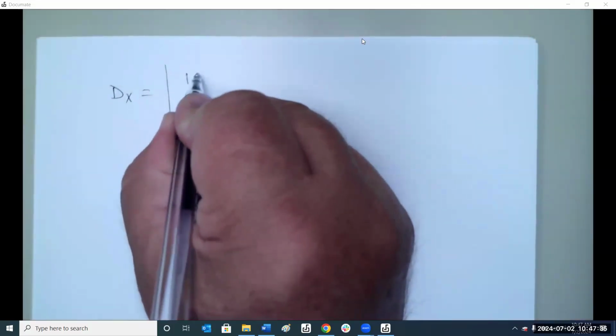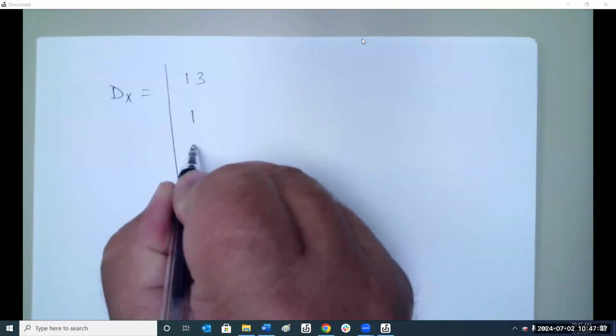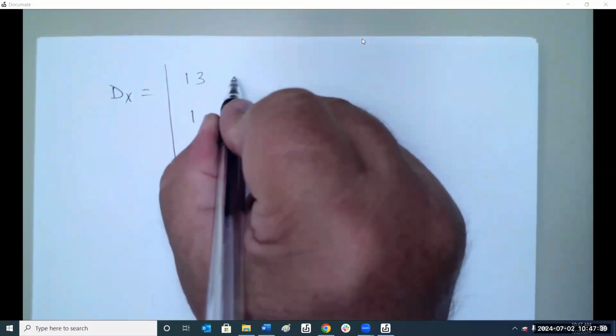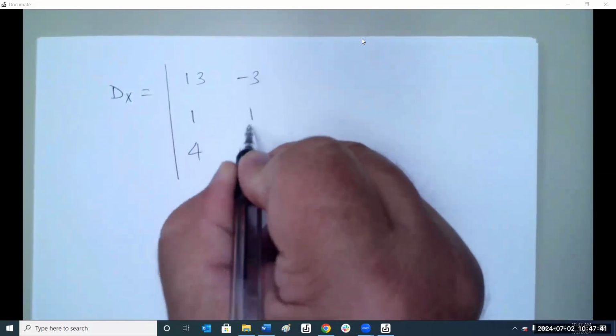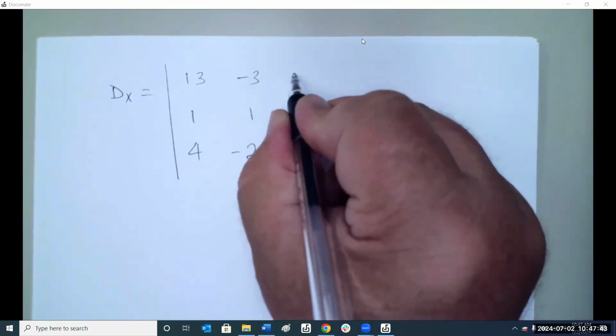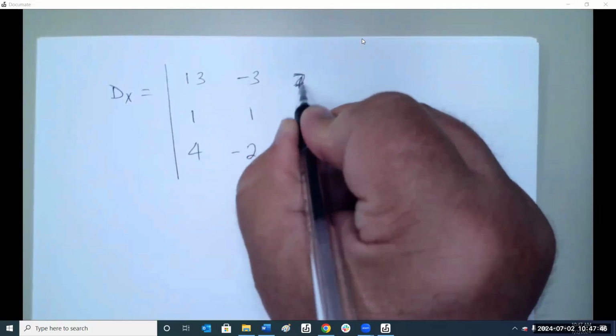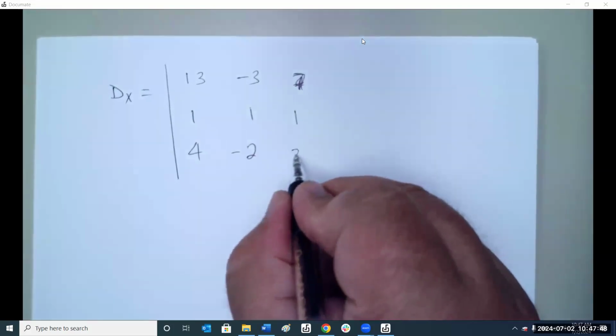So let's look at what X would be. Let's look at dx. So the answer would go in the X column. The Y would be the same. And the Z would be the same. 7, 1, and 3.